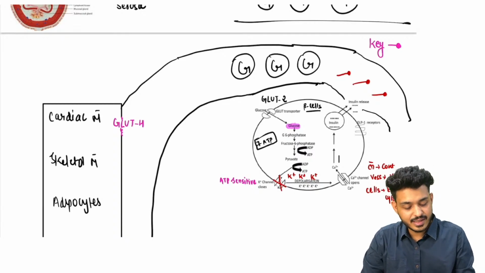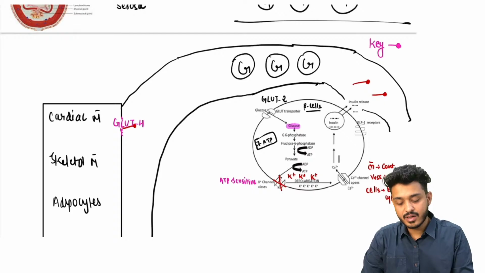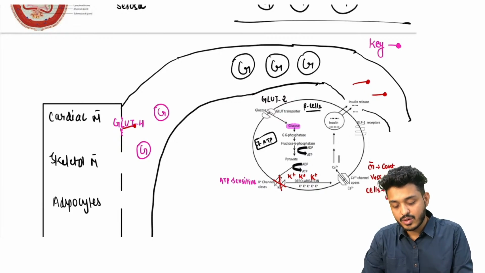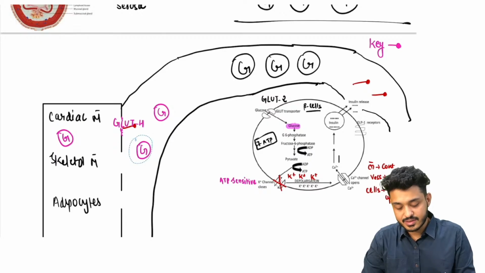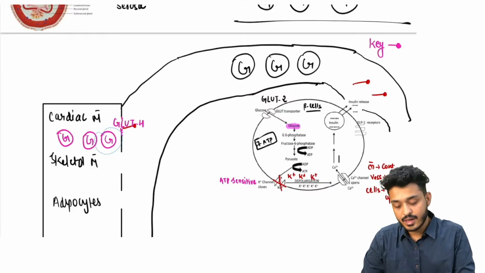Now this key will come and bind here. As soon as this key comes and binds here, what is going to happen? Some gates are going to get opened, right? And now this extra glucose which was there in the blood can enter into the cardiac muscles and into the skeletal muscles, right? So you understand now what will happen.